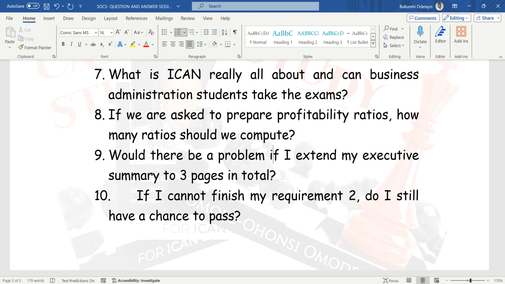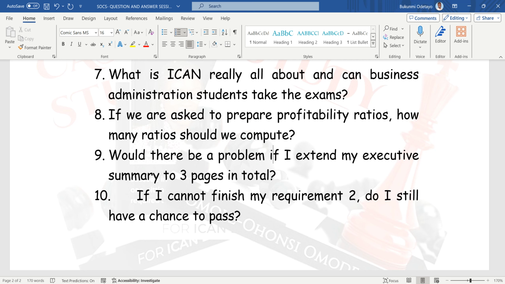And finally, if I cannot finish my requirement two, do I still have a chance to pass? Definitely, you can still pass. Just make sure you do your cover page, your executive summary, finish your requirement one, and have something in your appendix. Requirement one and requirement two are both 32 marks. So you can still have 68 marks, since 68 plus 32 is 100.